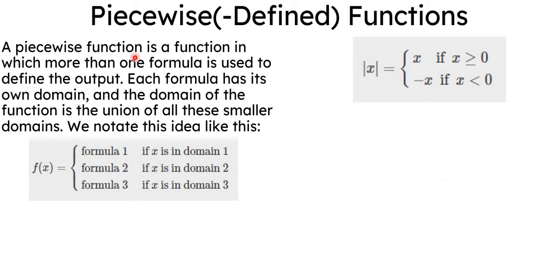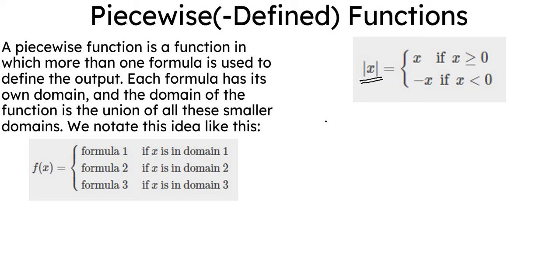So a piecewise function is a function in which more than one formula is used to define the output. Each formula has its own domain, and the domain of this function is the union of these smaller domains. We notate this idea like this: f of x equals, then we write an open brace, we have formula 1 and its domain, formula 2 and its domain, formula 3 and its domain, and so on if we have more. The first piecewise function that you might have encountered already is the absolute value. The absolute value is defined piecewise.